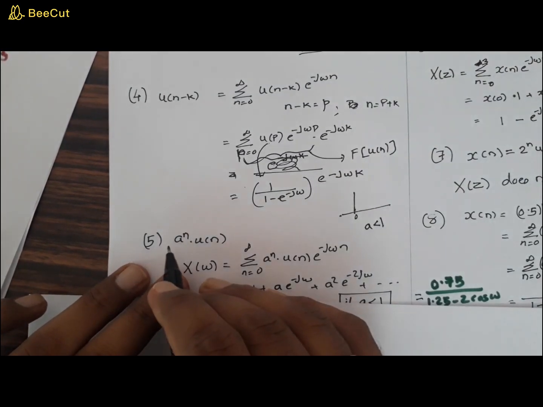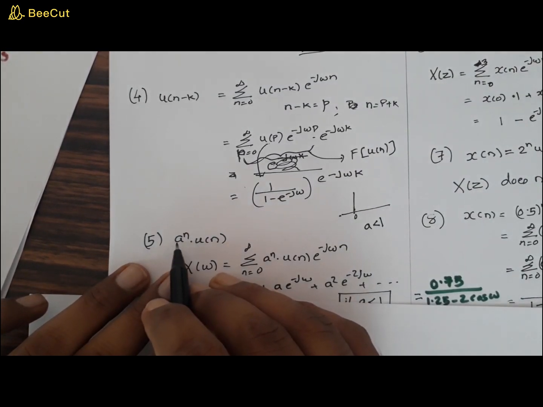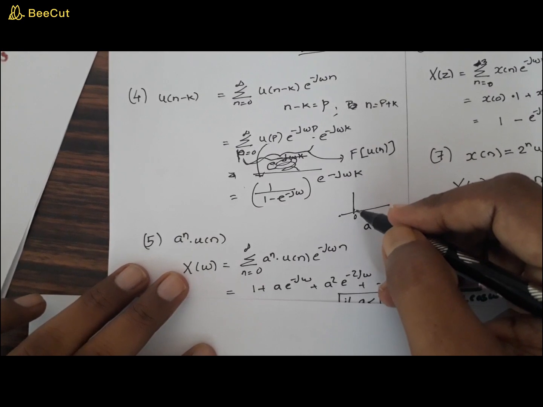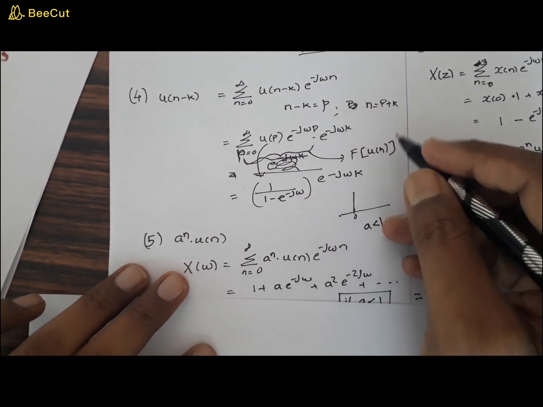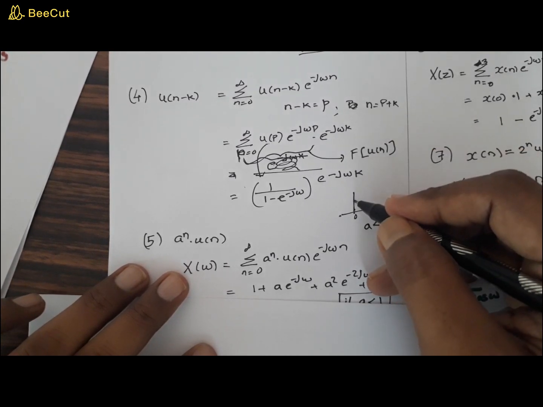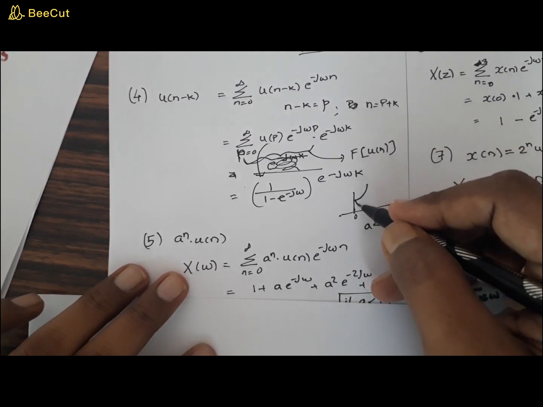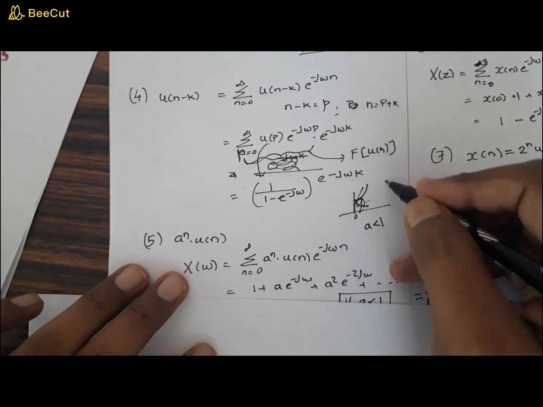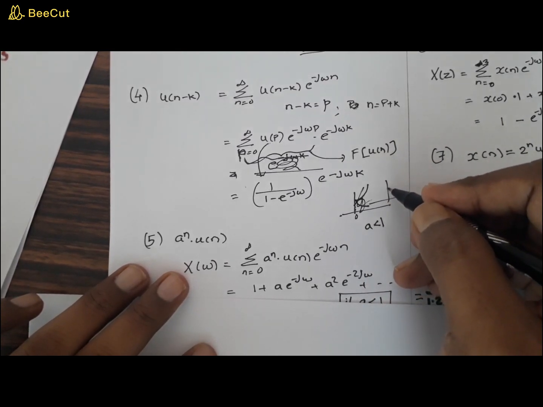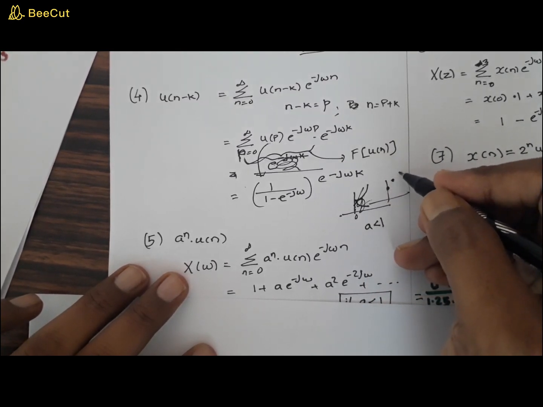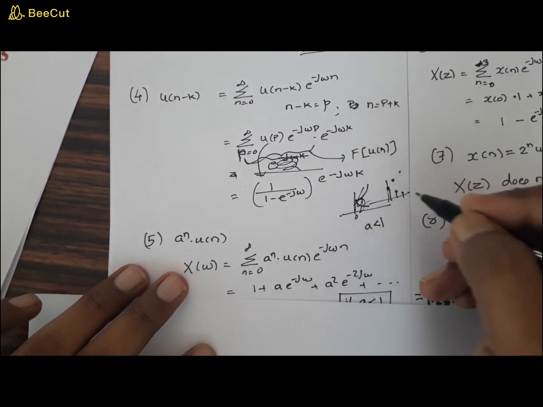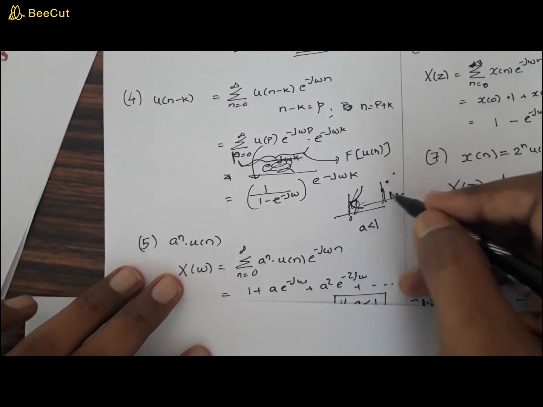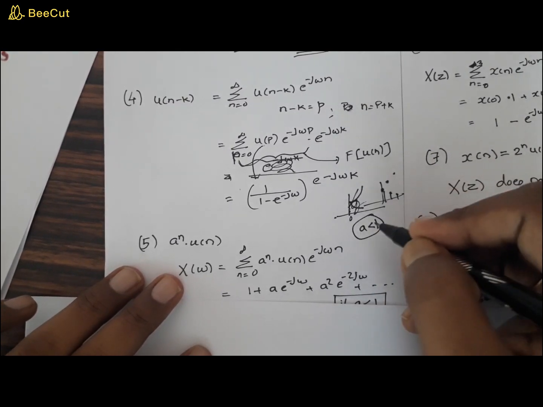What happens when a is greater than 1? For example, 2 raised to n. So 2 raised to 0 is 1, then the next value will be 2, then 4, and it goes on like that, right? So this signal can be either like this or like this. Sorry, it is discrete, so it can be like this or like this. This signal will be decaying like this only if a is less than 1.